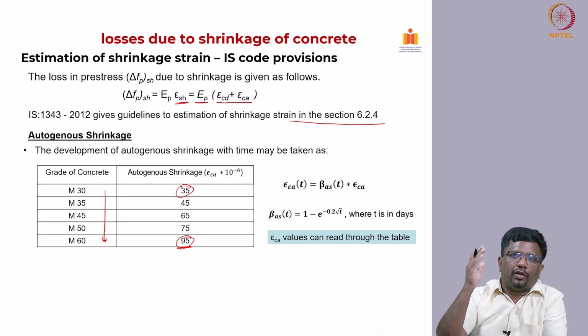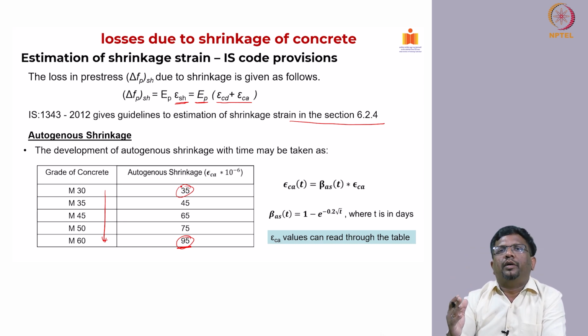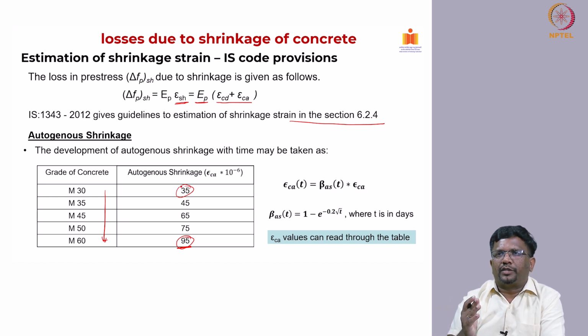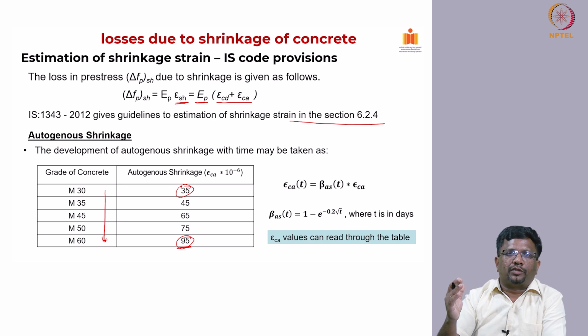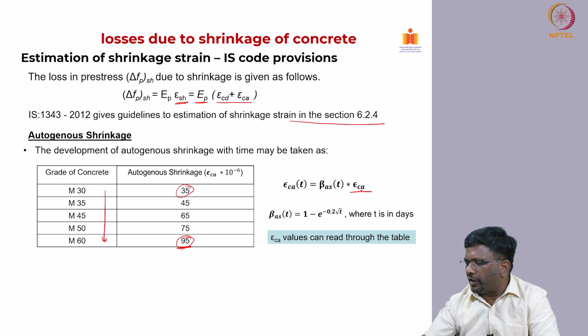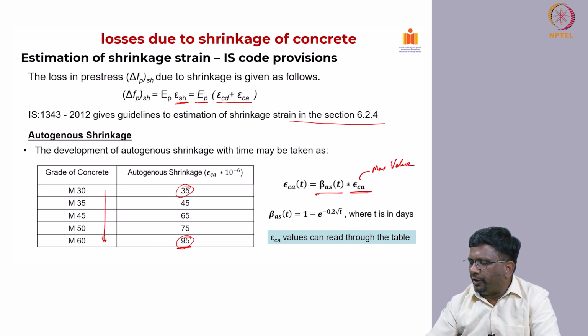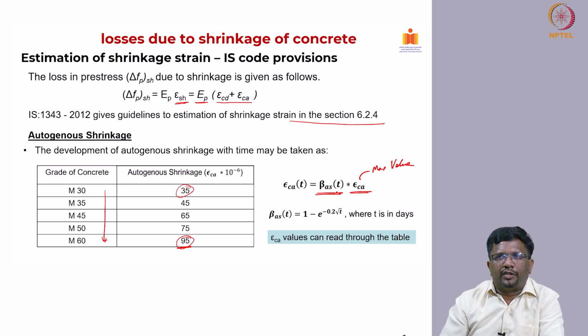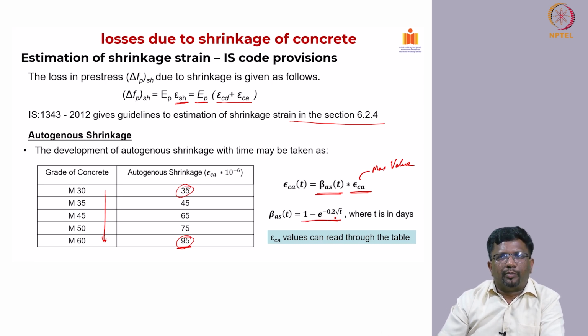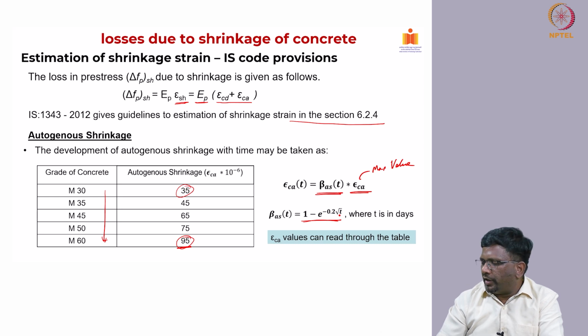Now, depending upon the time, let us say I am doing it at 1000 days or 300 days, the shrinkage actually happened may be different, right. So, that is the reason the code is saying this is the maximum value, and this is being reduced by a reduction factor which is beta AS, expressed as a function of time t. Now, what is beta AS? It is again an empirical, experimentally calibrated equation, and you can see here the reduction factor as a function of time t in days.